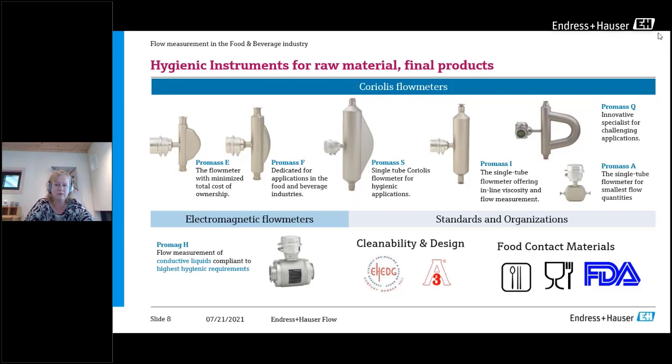Promass I is a straight single tube Coriolis meter, but in addition to mass flow and density, it can also measure inline viscosity. And Promass A is a small Coriolis meter, for example for dosing of additives or flavors, and is available from 1 millimeter up to 4 millimeter diameter. So very accurate measurements of small flow is the Promass A. And last but not least, the Promass Q, which I will later go a little bit more in detail on, is specially developed for challenging applications around entrained gas, but also for very accurate density measurement used for concentration measurement, for example. And all these Coriolis meters fulfill EHEDG, 3A, and all the food contact material requirements.